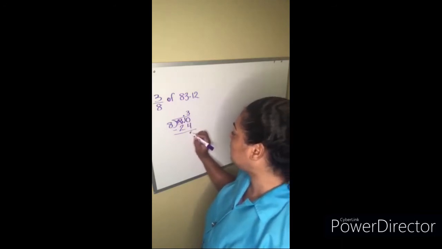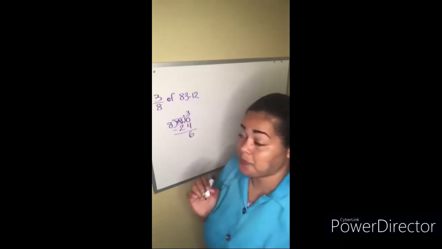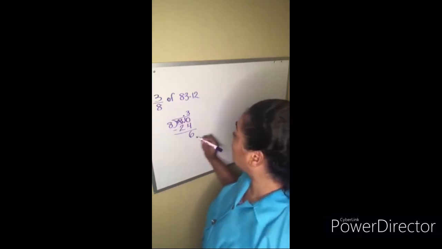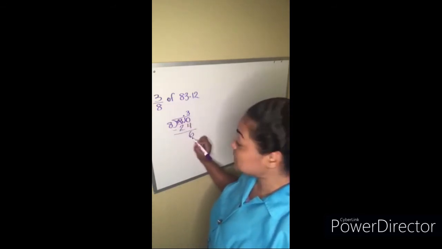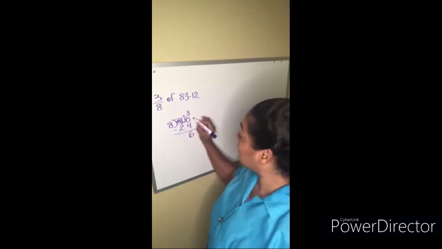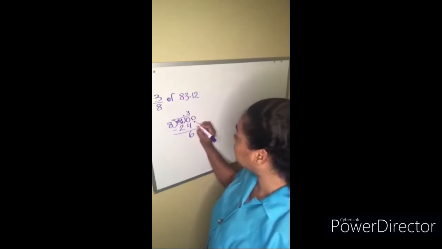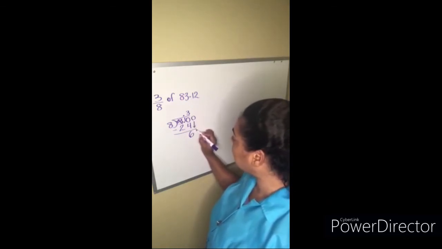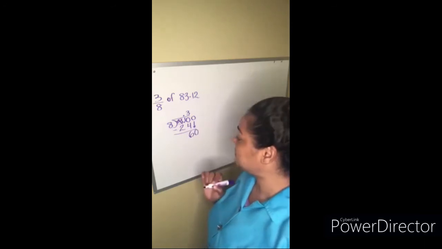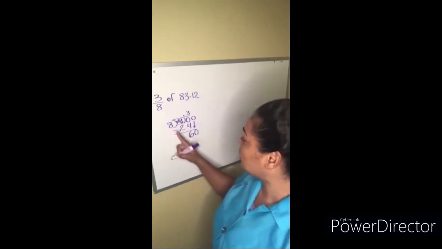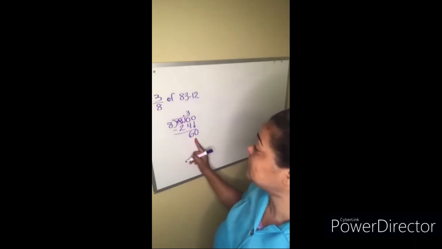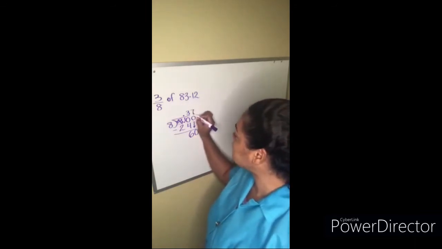And it will give you 6. Okay? Now, can 8 go into 6? No, it cannot. So we're going to add another 0 here and we're going to bring it down. It becomes 60. Can 8 go into 60? Yes, it can. It can go 7 times.